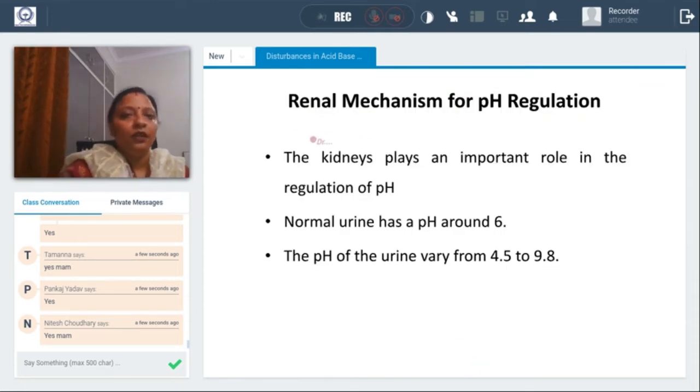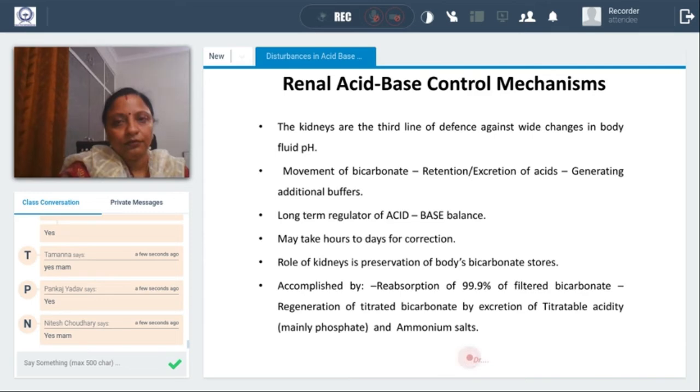Next, the last one, is the renal mechanism for pH regulation. The kidney plays an important role in the regulation of pH. Normal urine pH is around 6. You all know the pH of urine varies from 4.5 to 9.8. How is it possible, this regulation by the kidneys or renal system?